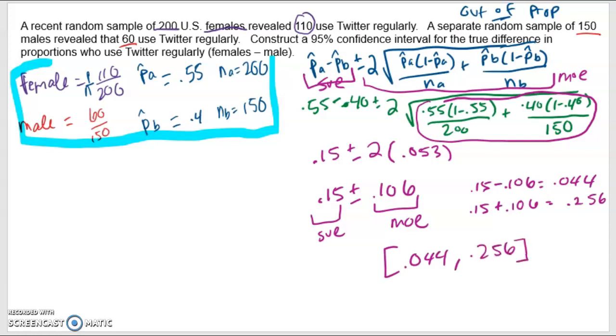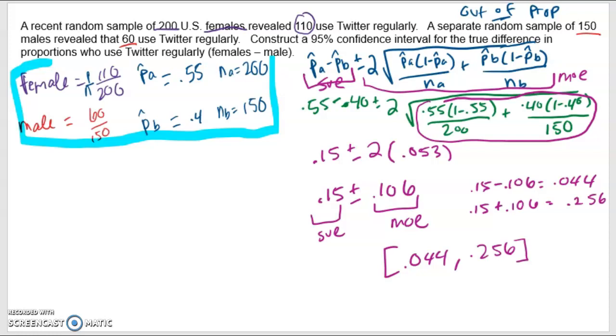So hopefully by this time you know how to interpret it. We are 95% confident that the interval of plausible values from 0.044 to 0.256 contains the true difference in proportion of individuals who use Twitter, okay, between males and females. So after that, I want to talk about what this number actually reveals.